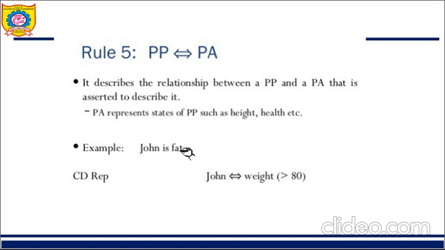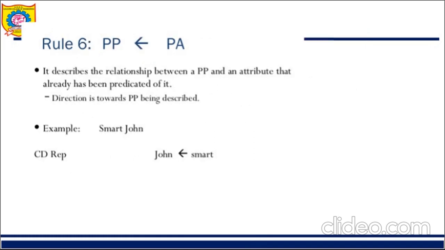So John is fat. So fat is a property of John, right? So John, double arrow, weight is greater than or equal to 80. So I can use the word weight. All these words like P trans, propel, A trans, weight were initially given to you in that particular slide. These are the primitive actions which we use in CD, conceptual dependency. So you should be familiar with those actions.